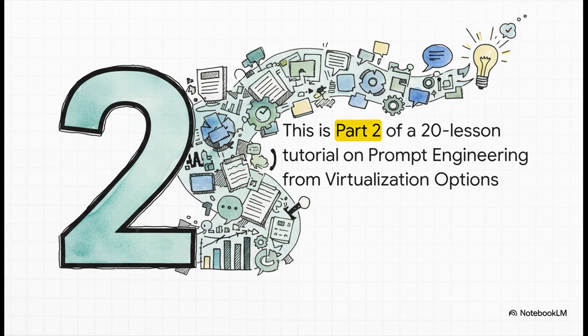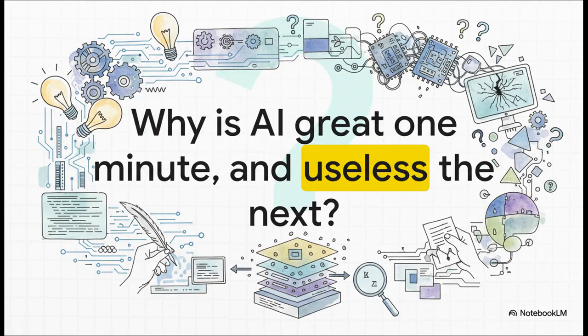So we're in part 2 of a really fantastic 20-lesson tutorial all about prompt engineering. It's put out for free by Virtualization Options. So if you're trying to get way better results from AI, you have come to the right place. The secret isn't really in the AI itself. It's all about your instructions. Today, we're going to peek under the hood to see how these things actually work so you can start writing prompts that get you what you need every single time.